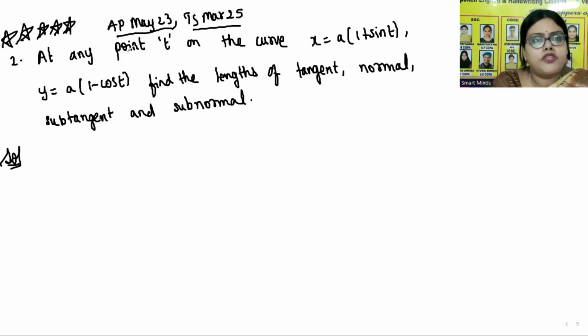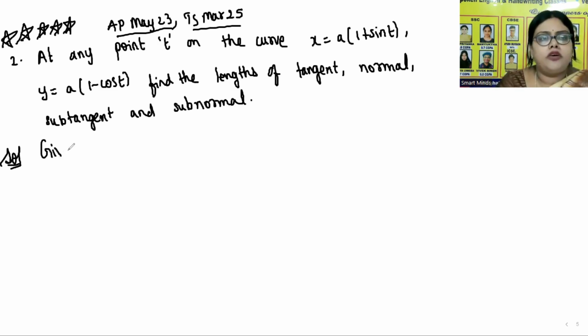Now take the next question. This question is also very, very important. It has appeared so many times. Recently appeared in the PS March 25 paper and AP May 23 paper. So this year this question has appeared. So the question is, at any point t on the curve x equals a into 1 plus sin t, y equals a into 1 minus cos t, find the lengths of tangent, normal, subtangent and subnormal.